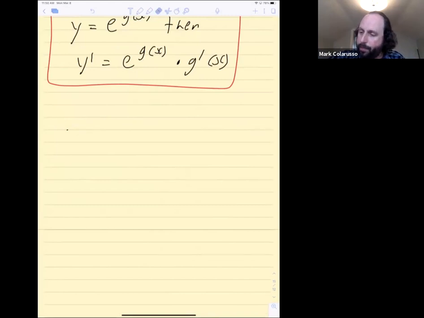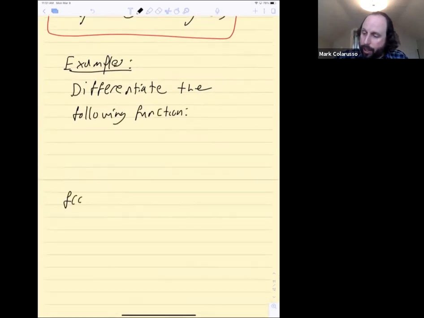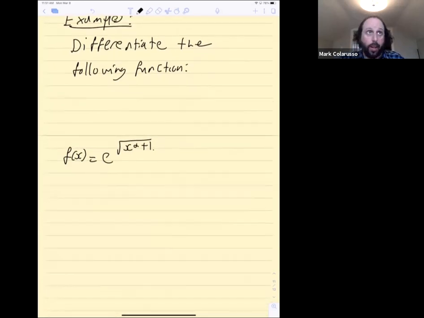Let me go to the next page. Start here. Differentiate the following function. So f at x equals e to the square root of x squared plus 1, right? So now it's kind of like, a little bit like I was saying, the reverse of the last example. Now we're taking e to the square root, rather than a square root of something involving e.